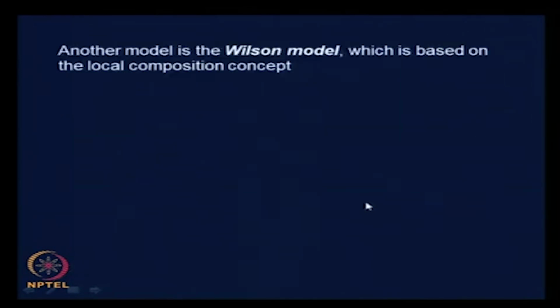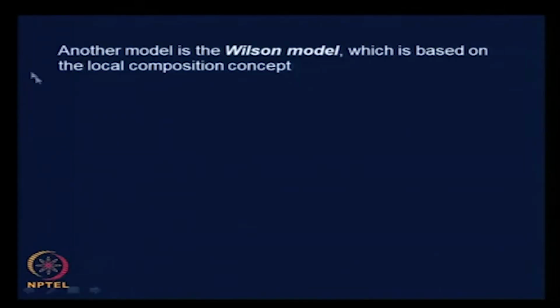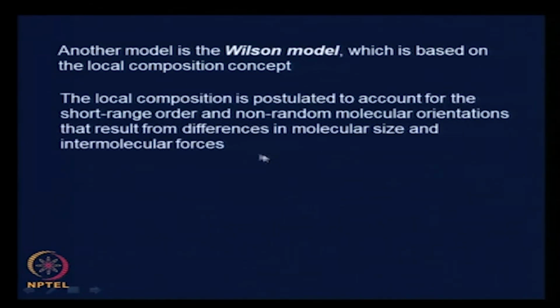And then we started considering the Wilson model. Apart from the others which had some sort of an intuitive basis, the Wilson model was based on a theoretical concept, a local composition concept. Just for information, we are not going to look closer at this in this particular course, it is outside the scope of the course. The local composition is postulated to account for the short range order and non-random molecular orientations that result from differences in molecular size and the intermolecular forces.